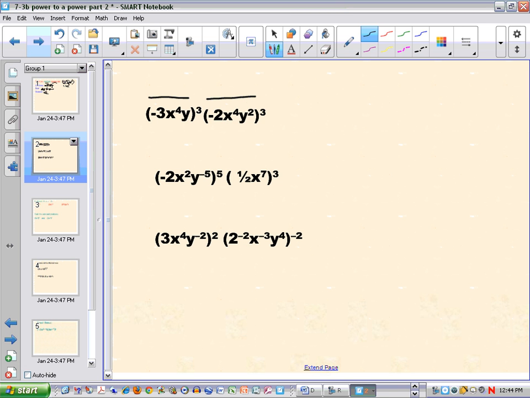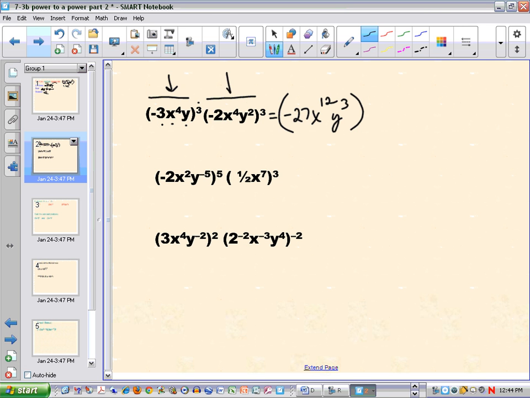So in the first one, we've got the 3 as our exponent. That's going to apply to all three factors in parentheses. So we have negative 3 cubed. That would give us negative 27. Then x to the 4th cubed, x to the 12th. And then we just have y cubed, so that's y cubed.